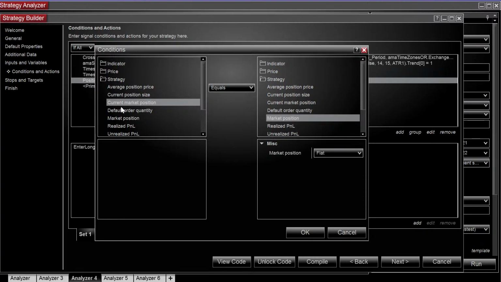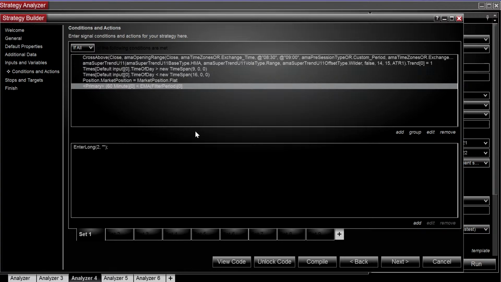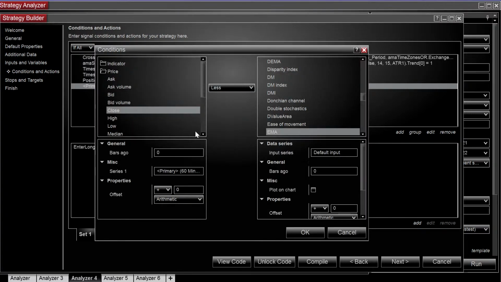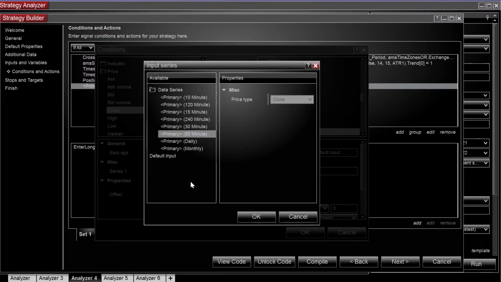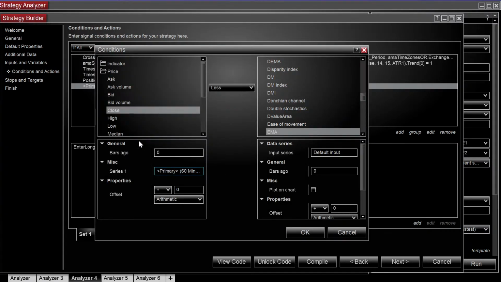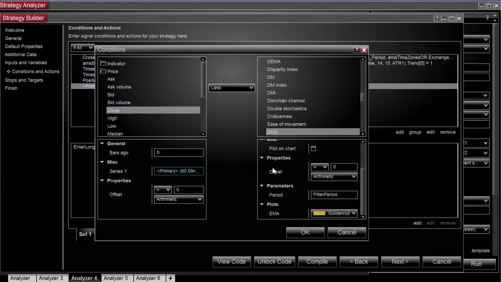Strategy current market position equals flat. And our filter is price close. Go to series 1, data, primary, 60-minute. So price close of the 60-minute bar is less than the EMA on the current chart. Set the parameter as filter period.